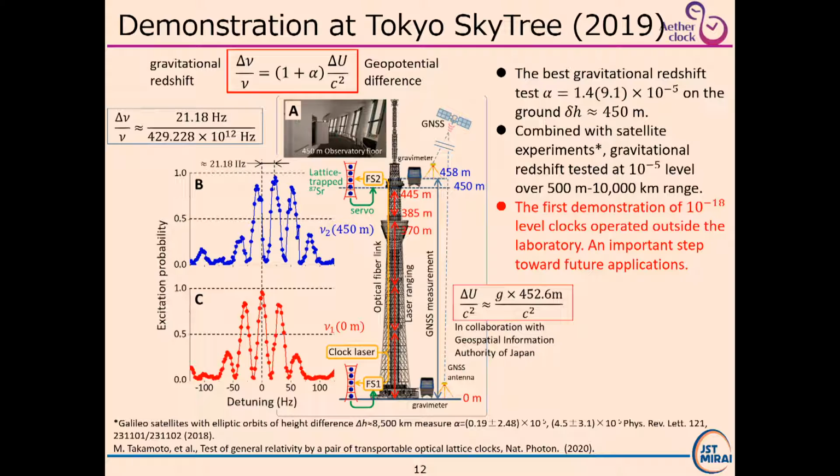If you combine this result with the satellite experiment, we can say gravitational redshift is tested at 10 to the minus level in the range of 500 meters to 10,000 kilometers. But for us, the more important thing is that this is the first demonstration of a 10 to the minus 18 level clock outside the laboratory. This is a very important step toward future applications of this kind of accurate clock.